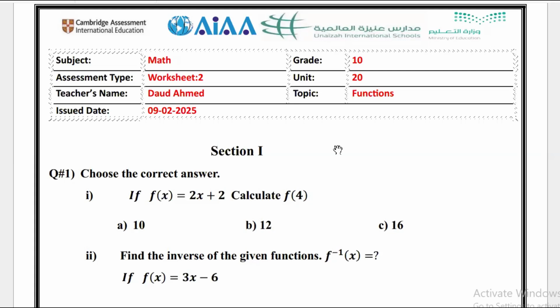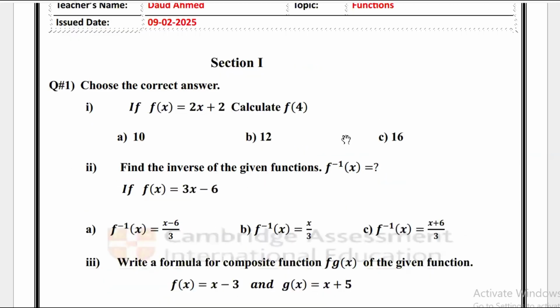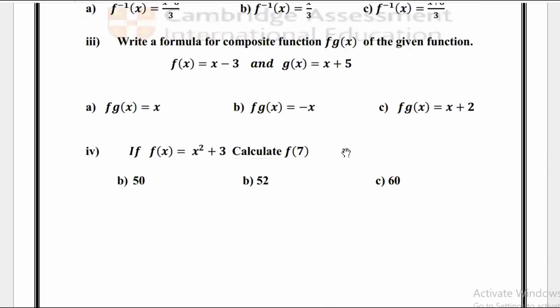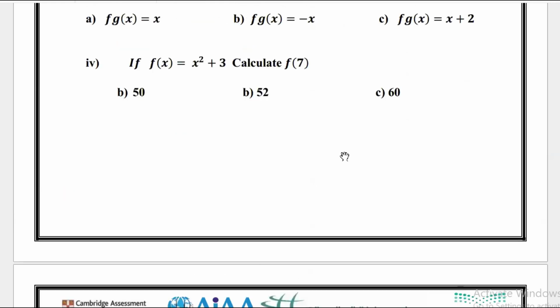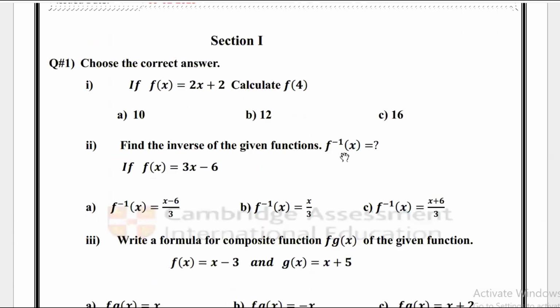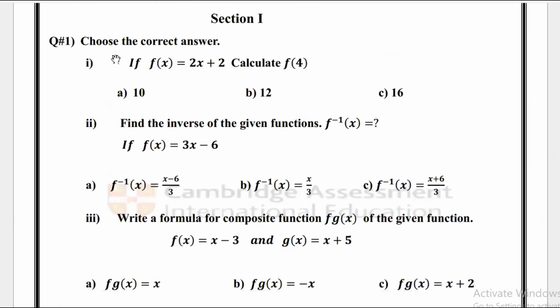In this video, we'll discuss the worksheet of topic function. Here we have a few questions related to MCQs as well as a few short and long questions. So our first question, which is related to MCQs: choose the correct answer.